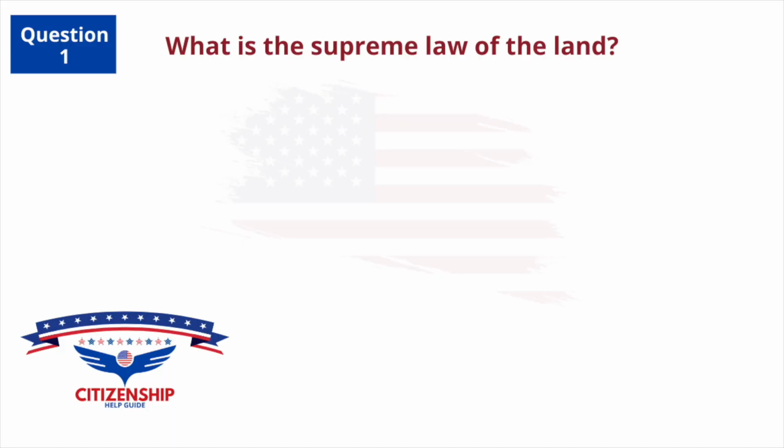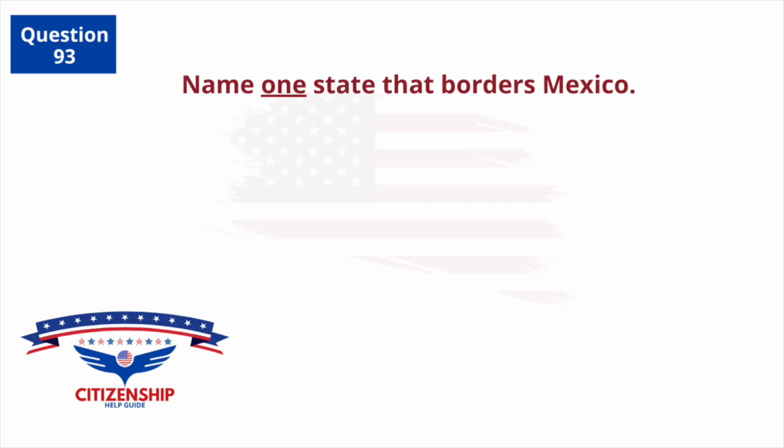What is the supreme law of the land? The Constitution. Name one state that borders Mexico. California.